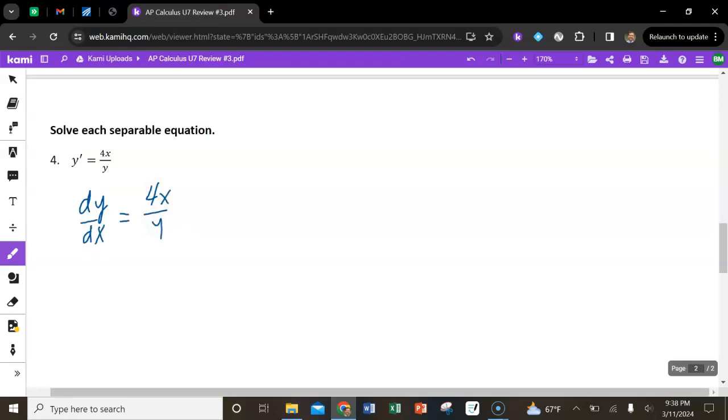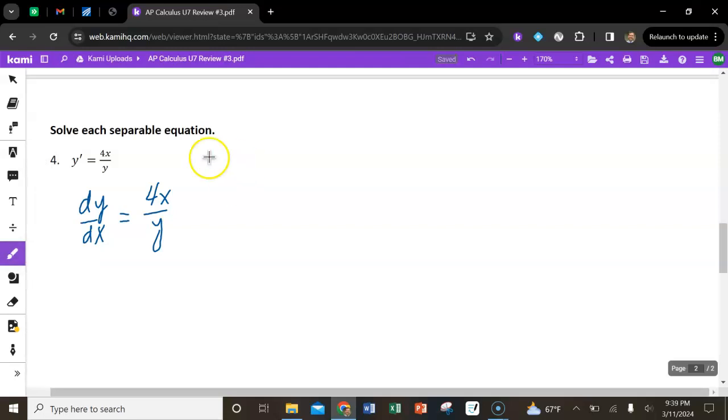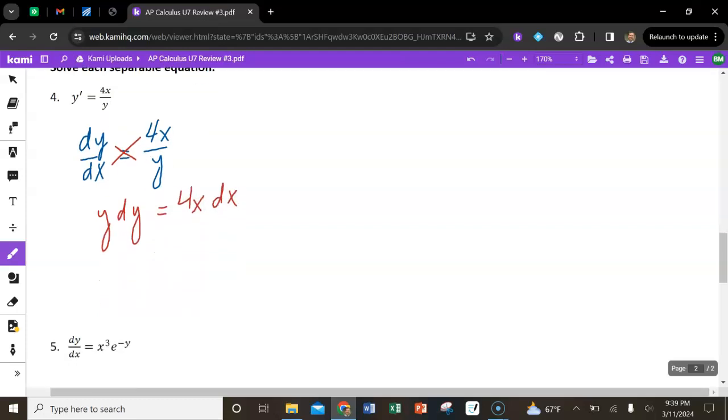And then your goal is to get the x's on one side and y's on the other. If you have a situation where you have, in this other fraction over here, the x stuff on top, the y stuff on bottom, you can do cross products, and that will do that for you. So that would give me y dy equals 4x dx. Once you have them separated, you can go ahead and integrate both sides.